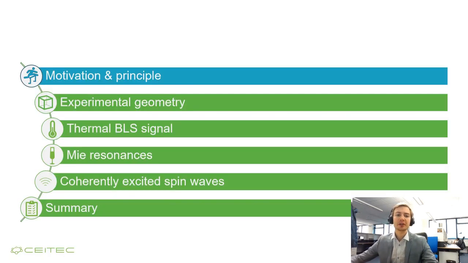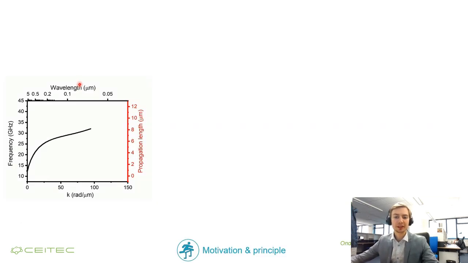So we will start with the outline, and let's go to the motivation and principle. Nowadays, the focus of the spin wave community has moved to nanoscale spin waves, as they can provide better energy efficiency and smaller group delays in comparison to the long wavelength spin waves. But it's quite challenging to investigate these spin waves because one has to use state-of-the-art nanolithography to perform electrical measurements.